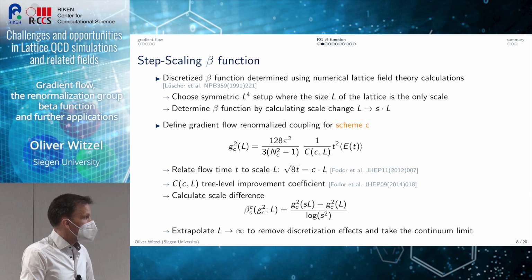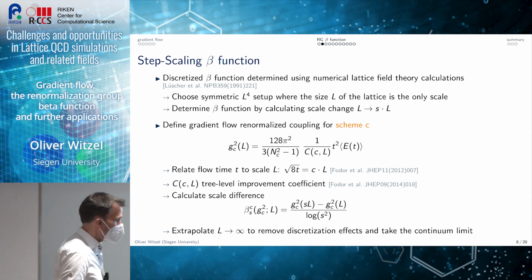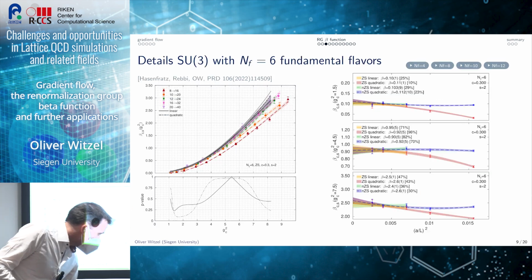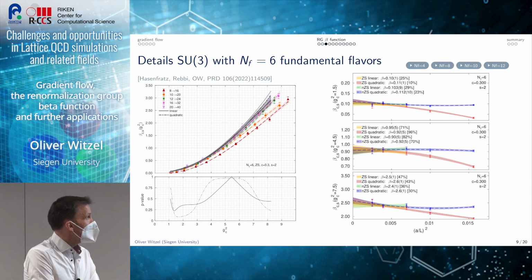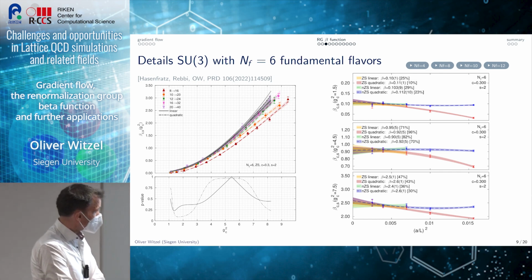And this is then a discrete step scaling function. It still depends on the scale size L, and we have to send L to infinity to remove discretization effects and take the continuum limit. Now, a plot says usually more than many words. So this is an example for our work with SU(3) and 6 fundamental flavors.